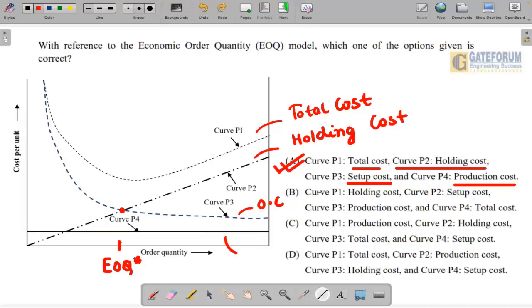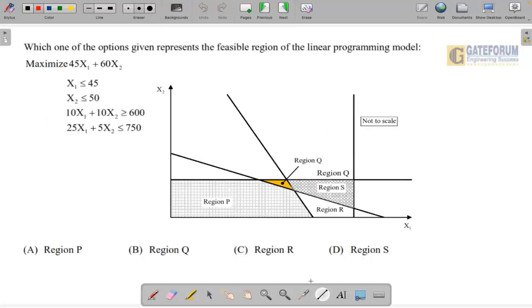Next, this graph is given to us. Which one of the following options represents the feasible region? You have to maximize this, and these are the constraints. Just locate which one is the feasible region: region P, region Q, region S, or region R. These are the constraints which are drawn. First of all, we have to solve this, and then only we can do this.